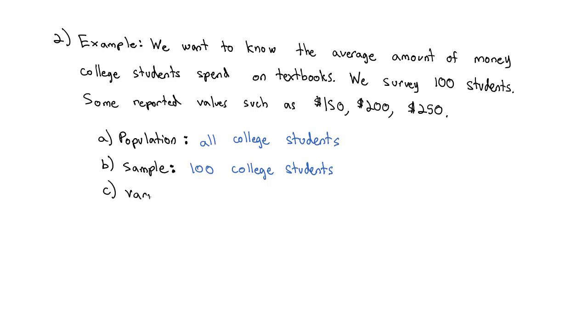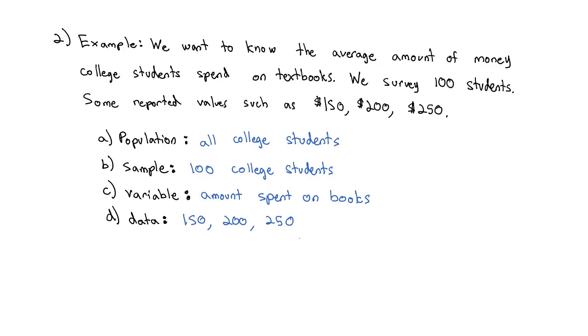The variable is what I want to know about. The variable is the question I'm asking. The question I'm asking those 100 college students is the amount spent on books. The data is the answer to that question. I collected answers to my question, such as 150, 200, 250. Those answers are my data, the response to the question.